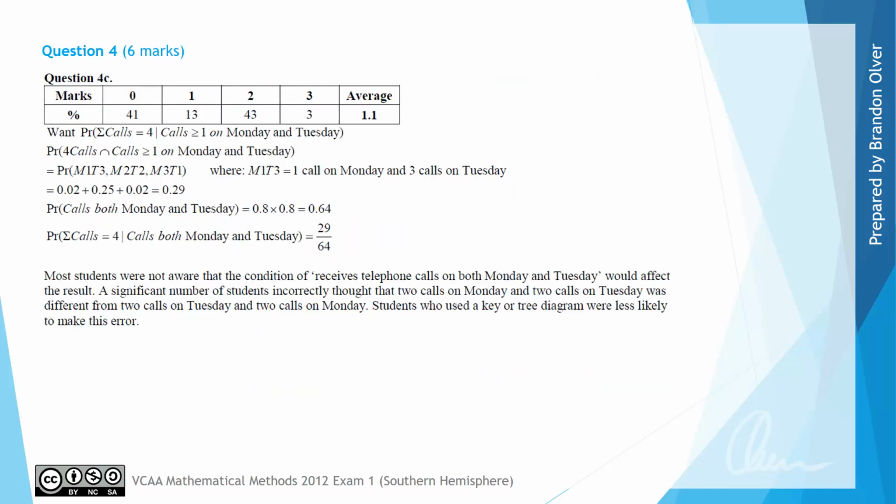From the examiner's report, we can see that most students were not aware that the condition of receiving telephone calls on both Monday and Tuesday would affect the result. So they weren't aware that some sort of conditional probability was taking place. A significant number of students incorrectly thought that 2 calls on Monday and 2 calls on Tuesday was different from 2 calls on Tuesday and 2 calls on Monday. It goes on to say that students who used a key or a tree diagram were less likely to make this error. And if we look back to the proportion of students who got this question correct, only 3% got the question fully correct, with 41% of students getting 0 marks for this question.